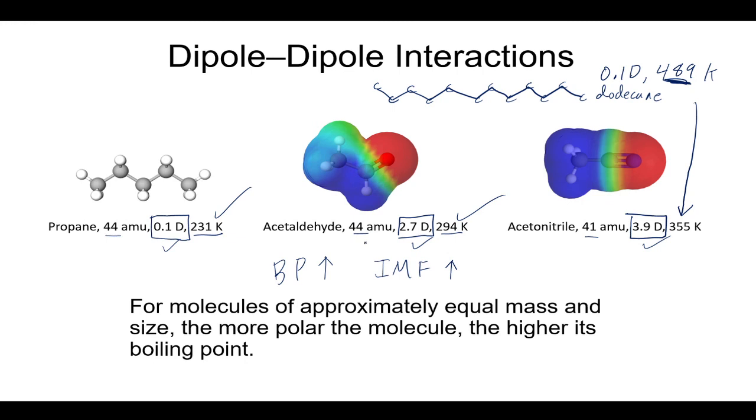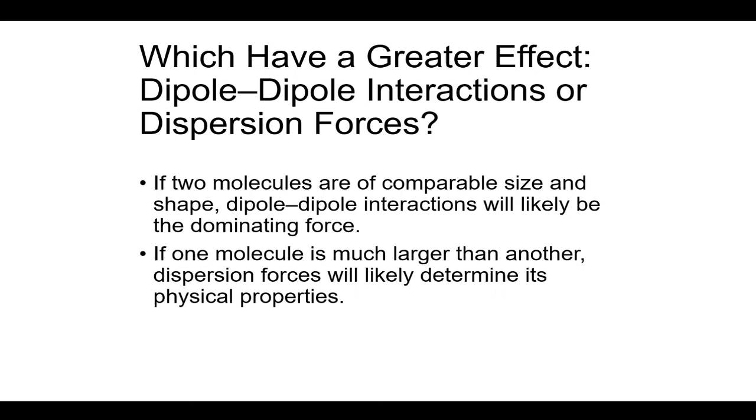Well, the boiling point's only higher if the intermolecular forces are higher. And the intermolecular forces are higher because this huge molecule has such a strong dispersion force that it overcomes the pound-for-pound stronger dipole force in acetonitrile. So that's the rule of thumb here. If they're comparable sizes and shapes and molecular weights, then dipole forces are always stronger than dispersion. But if it's a much, much larger molecule, the dispersion forces might take over and result in a higher boiling point. The point always remains, though, that as the intermolecular forces get stronger, the boiling point goes up. So if one molecule is much larger than another, dispersion forces will likely determine its physical properties.